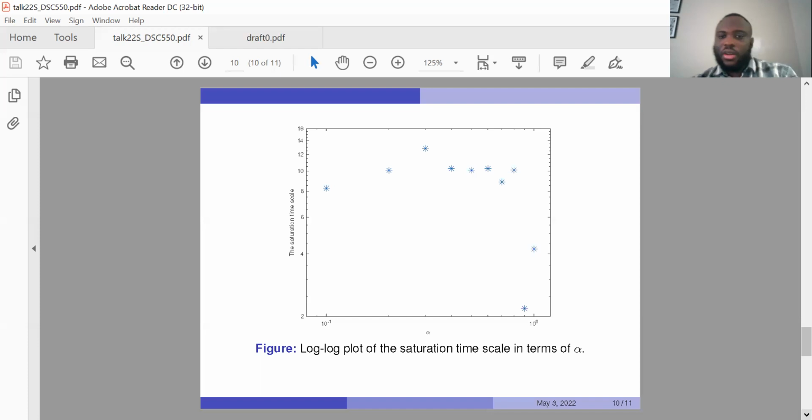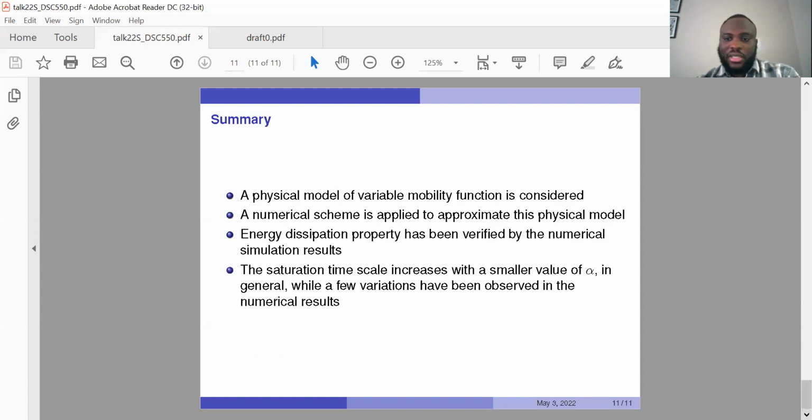Here we have a log plot of the saturation timescale in terms of alpha. We can see that as alpha increases, the saturation time increases, but it gets to a point where, when alpha increases further, the saturation time decreases drastically.